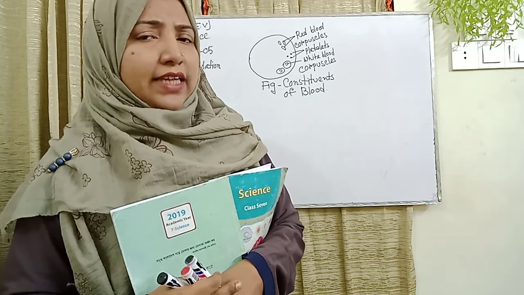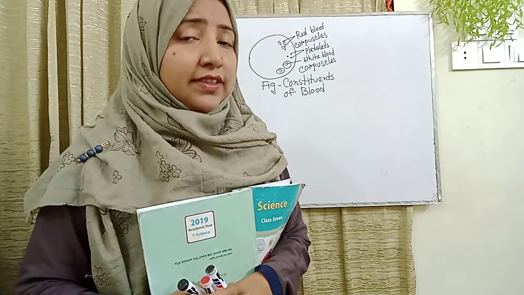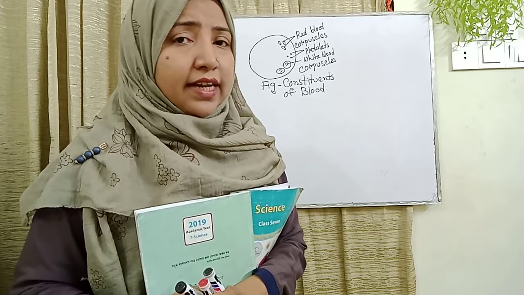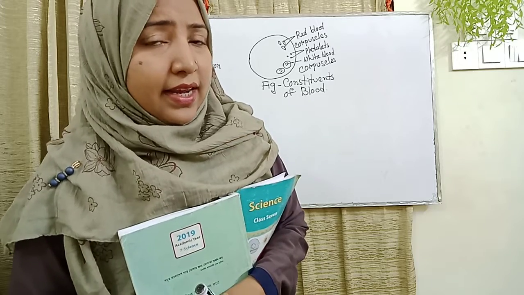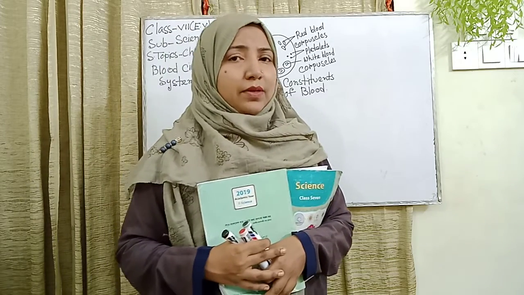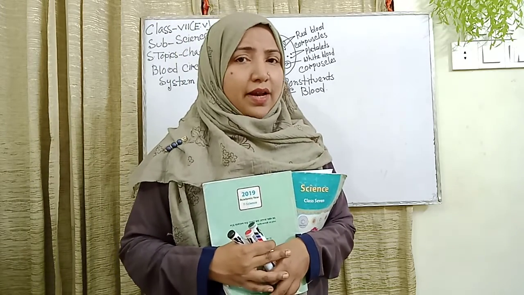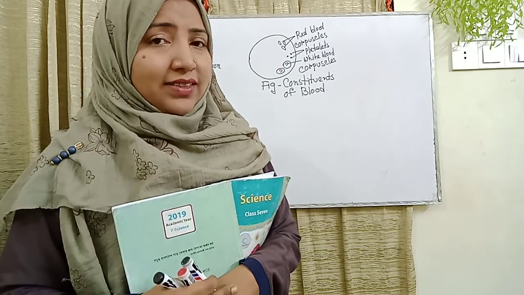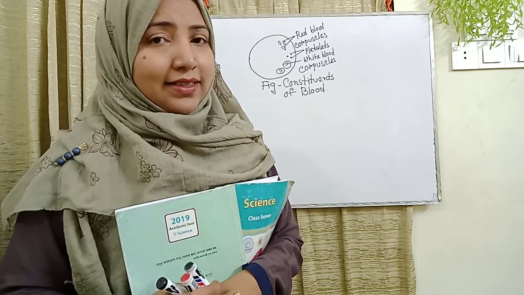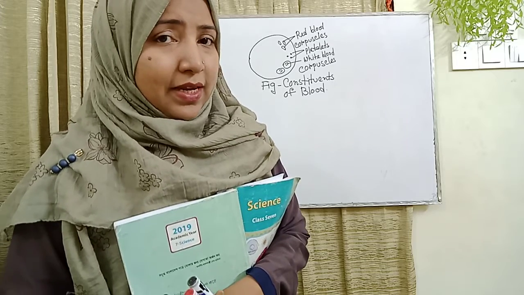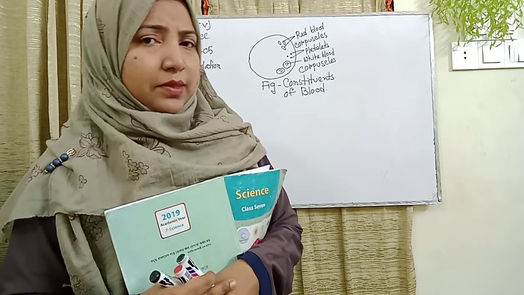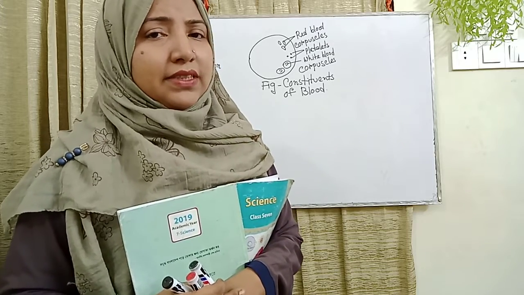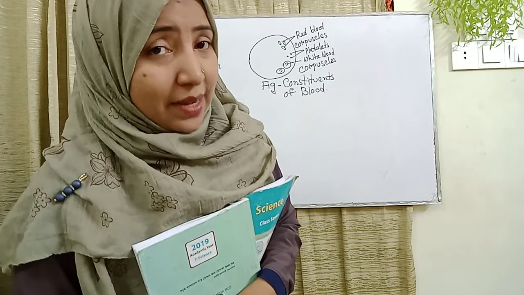Today, I will explain the blood circulation system, its constituents and the types of blood. How many types of blood are there? There are two types of blood structure. First is the plasma and another is the blood corpuscles. Plasma is the liquid substance, and blood corpuscles are of three types.